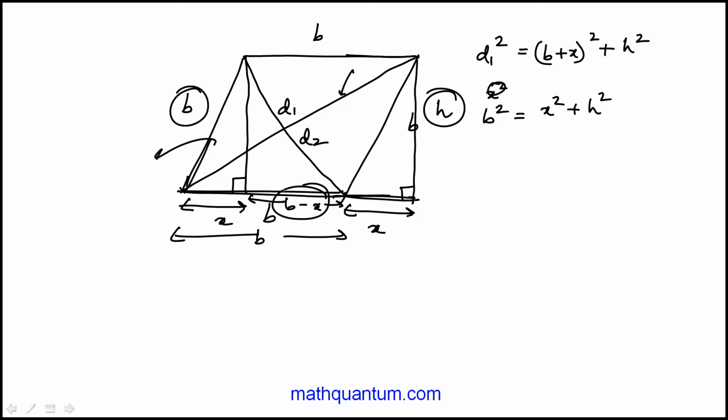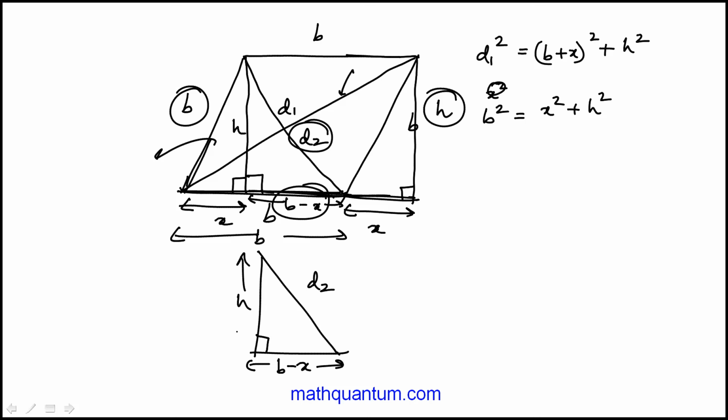Now I have the other diagonal as well, d2. And you'll notice that if you look at this right triangle, that's b minus x. The height remains the same. So I can apply the Pythagorean theorem. Let me redraw it here if this looks messy. So I would urge all of you to do this on your own as well. That way it's easier to memorize the result. So if I apply that, I get (b minus x) squared plus h squared.